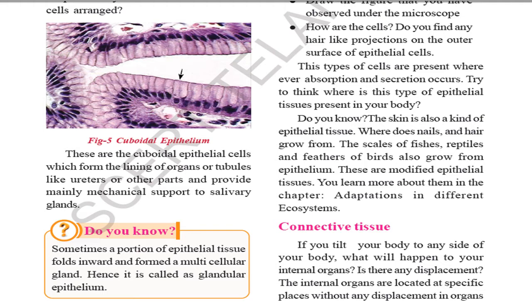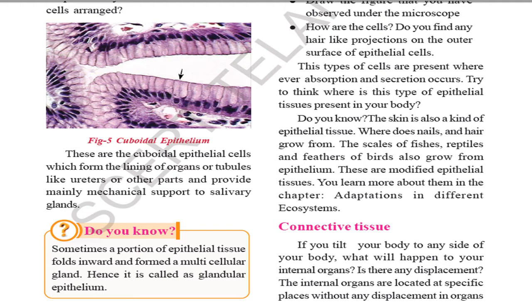Sometimes a portion of epithelial tissue folds inward and forms a multicellular gland. This is called glandular epithelium. This type of cells is present wherever absorption and secretion occurs. Try to think, where is this type of epithelial tissue present in your body? Do you know it? No.